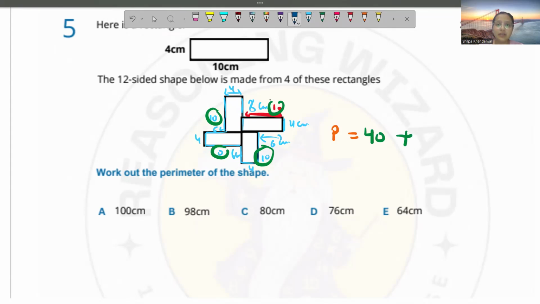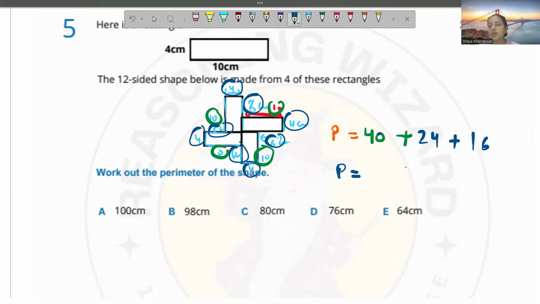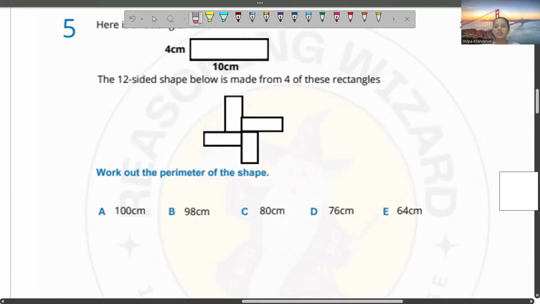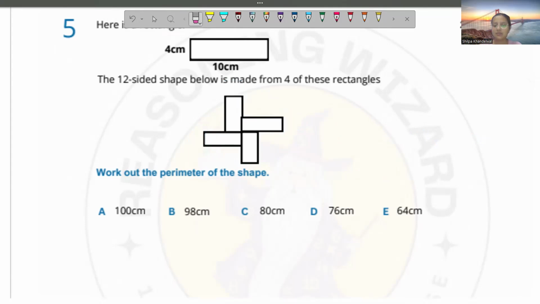Then let's see how many 6s we have. We have 1, 2, 3, 4. So 6 times 4 is 24, right? And we have 4s: 1, 2, 3, and then 4, right? And 4 fours are 16. Now when you add this, you will get the answer as 80 centimeter. So that's your perimeter of the shape. So I think this part is clear to everybody, isn't it? All the questions you can clearly see are very easy, correct?